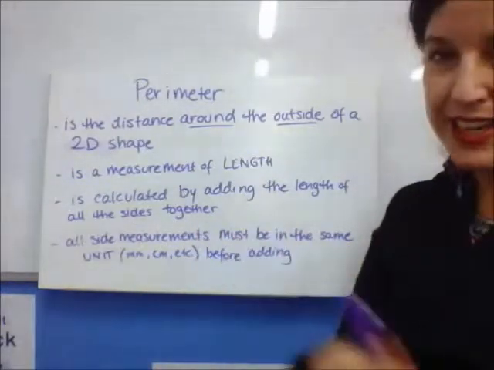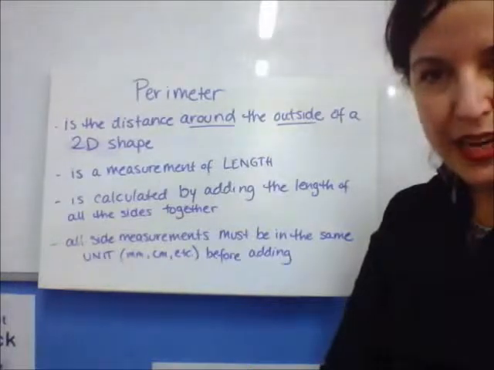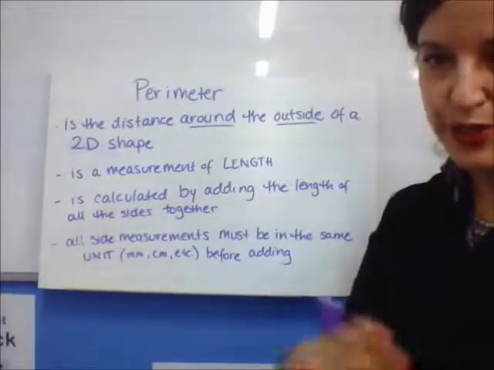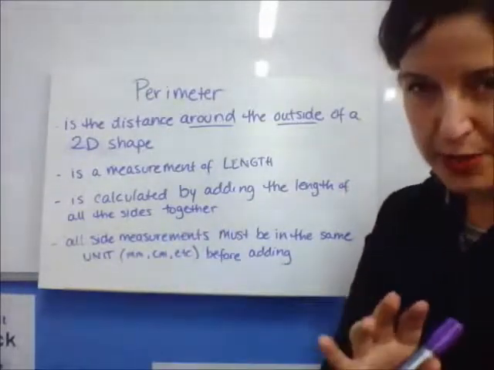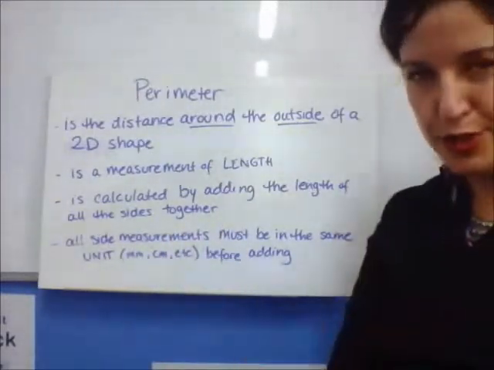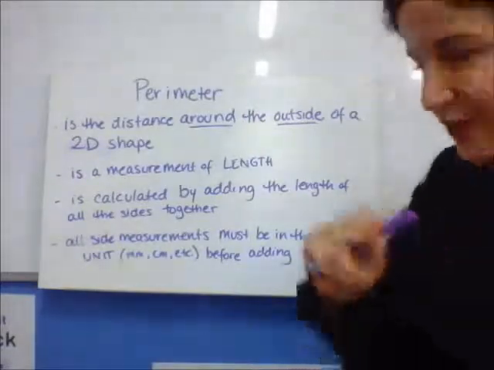So it's easy, so easy. It's calculated just by adding up all of the lengths of the sides of your two-dimensional shape. And it's just important to remember that they're all in the same unit, that you don't have some meters and some centimeters before you do the adding. All right, so let's look at a few examples.